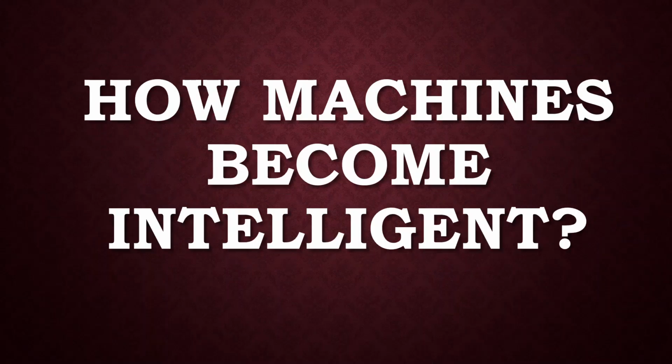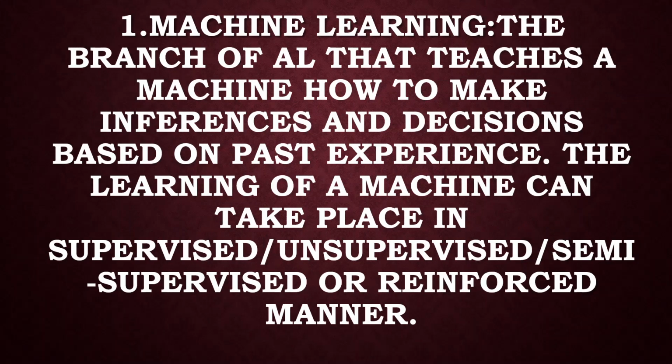Now, how do machines become intelligent? First of all, by machine learning. What is machine learning? The branch of AI that teaches machines how to make inferences and decisions based on past experience. The learning of a machine can take place in a supervised, unsupervised, semi-supervised or reinforcement manner. So machine learning is nothing but a machine learning using data and past experience.